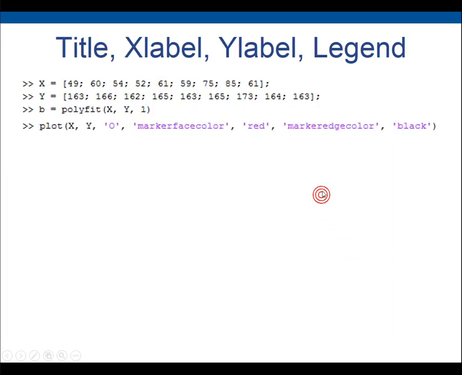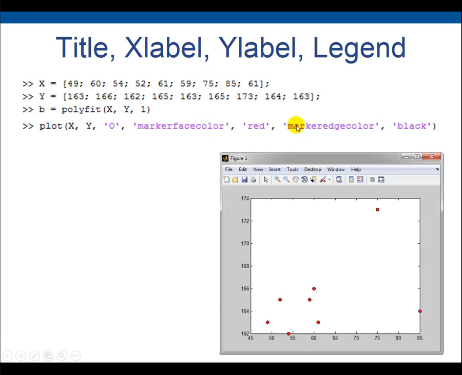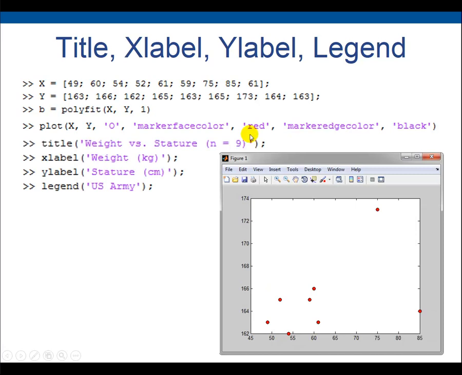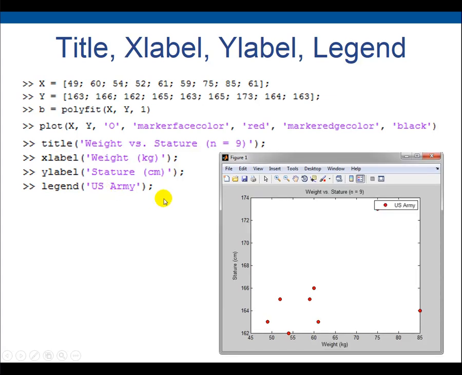We can also put the title, X label, Y label and legend. So what we learned so far: plot x comma y comma o, and we can change the color of the marker face and the marker edge. This is the result, right? And how about if we put a title, parentheses, weight versus stature, n equals 9, X label, Y label, and the legend, US Army? Then you can see the changes. There is a title here, and Y-axis label, and X-axis label here. And then we have a legend here, US Army.